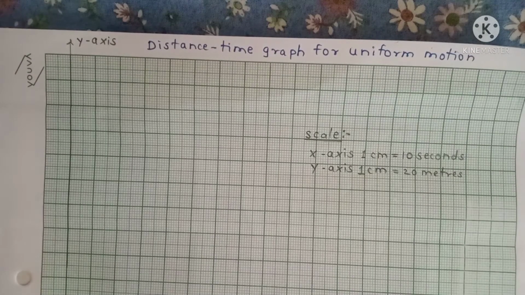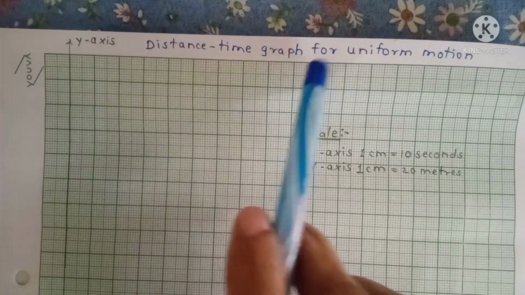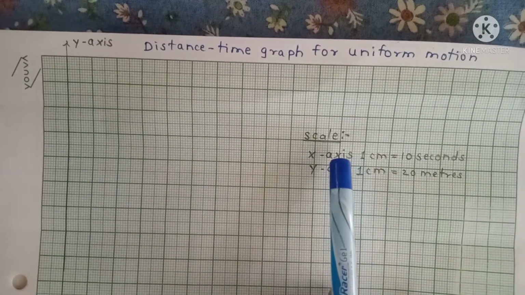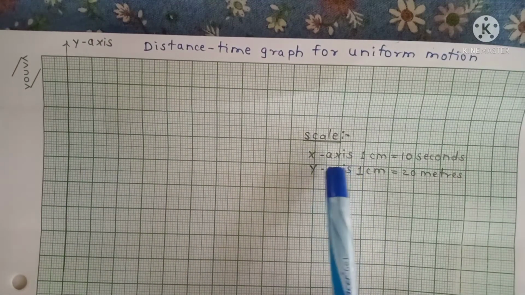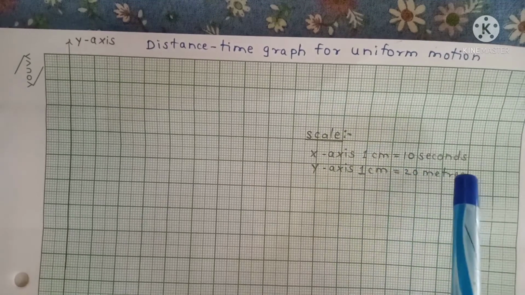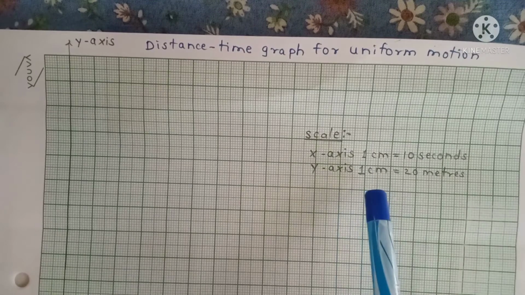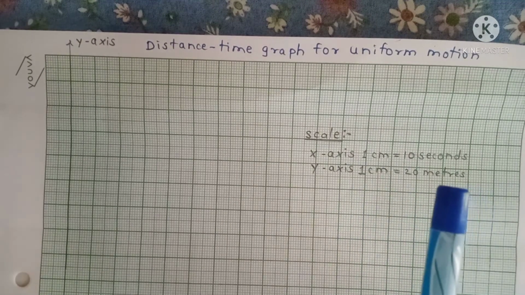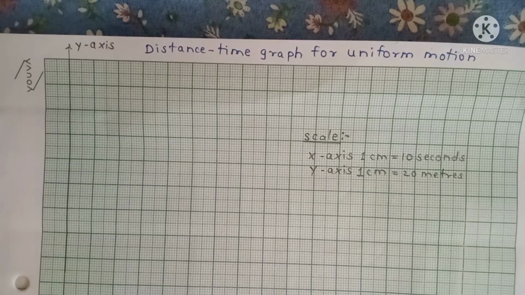Now for plotting the graph, we need graph paper. On the graph paper, I have given the heading: distance-time graph for uniform motion. Now we have to find out the scale. On the x-axis, we are going to take the scale as 1 centimeter equal to 10 seconds, and on the y-axis, 1 centimeter equal to 20 meters. So for this we first have to plot the x-axis as well as the y-axis.